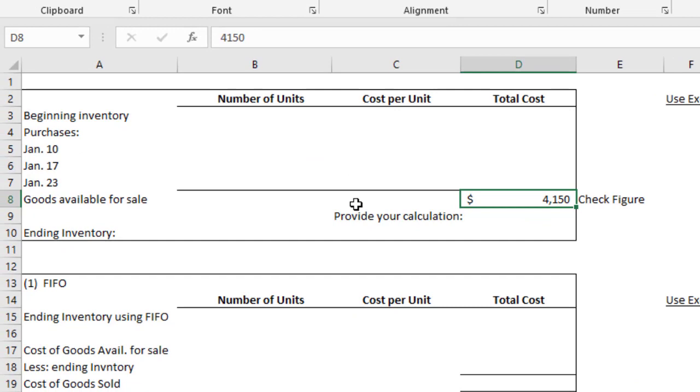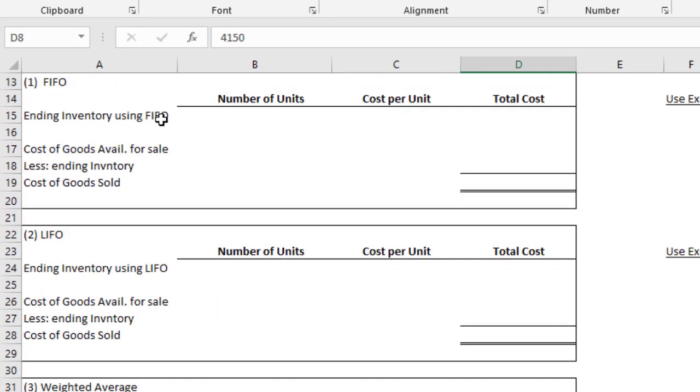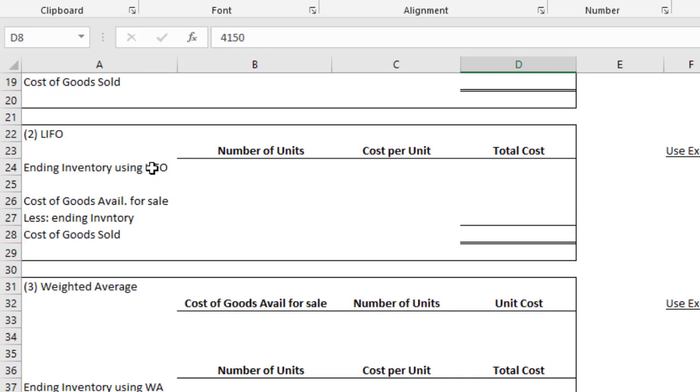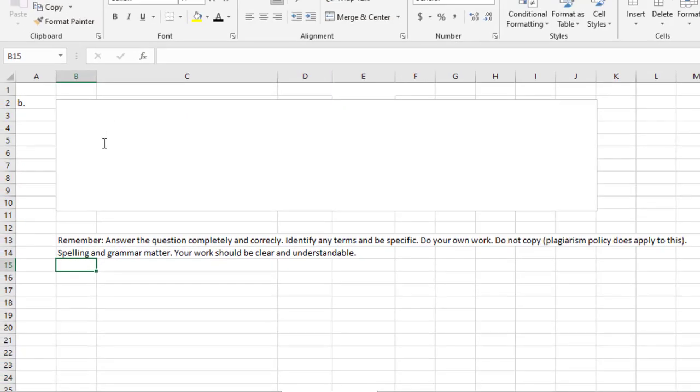So the first part is to calculate the cost of goods available for sale, and replace this with the calculation, or put the calculation over here to show you know how to get to 4,150. Then first is to do the FIFO method, then the LIFO method, and then the weighted average method. Then over here is a section to answer the question, and make sure that you're clear and correct. What you explain needs to be clear to me and organized. If you use any terms, identify those terms, explain them, and then give your calculation. Make sure you don't copy or plagiarize. The plagiarism policies do apply in anything we do, even discussion boards.